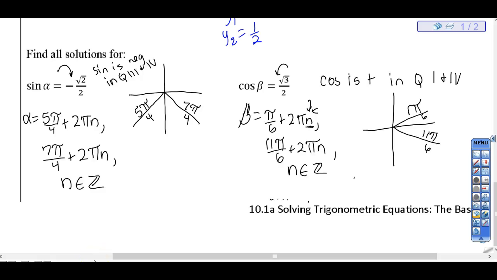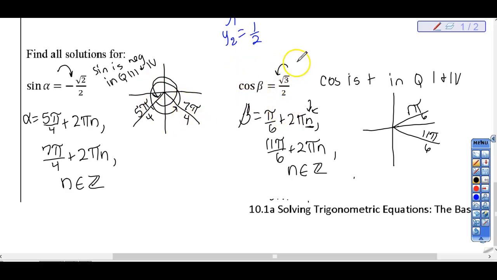All right, so there we go with your sine of alpha is negative square root of 2 over 2. That's in quadrant 3 and 4. And those are on the 5 pi over 4 angle and the 7 pi over 4 angle. So since sine is periodic over 2 pi, and you were looking for all solutions, you would add 2 pi times any integer, and then same thing with 7 pi over 4. Getting back to quadrant 4, you have to add 2 pi.